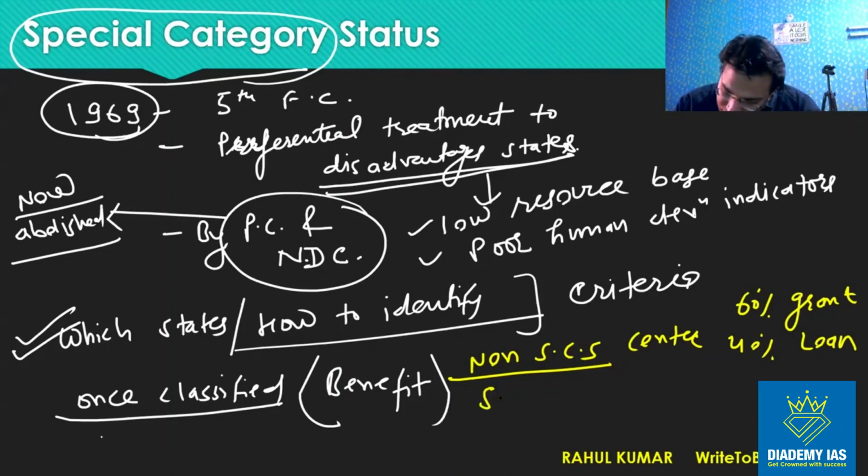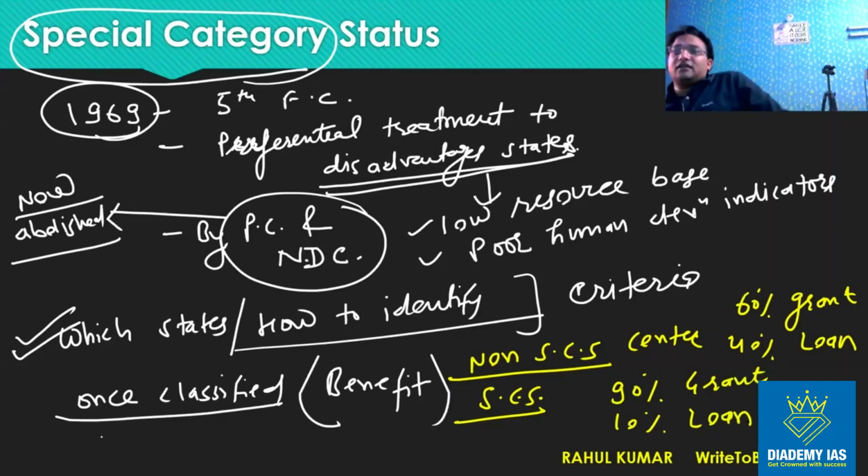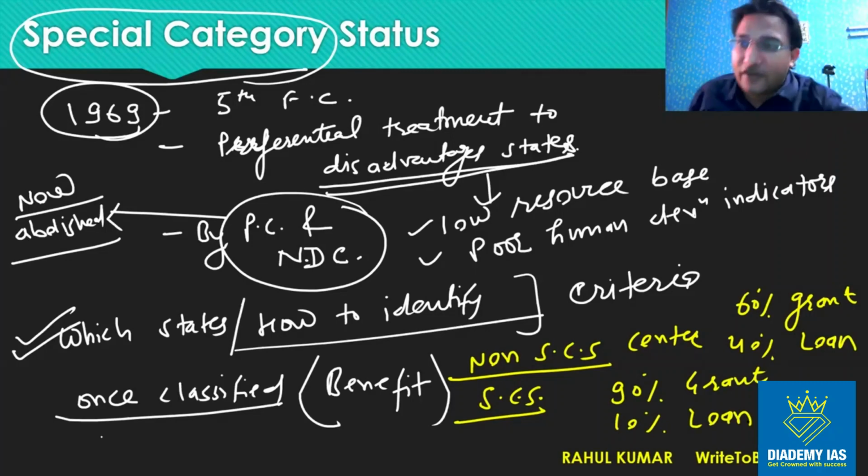But in the case of a special category state, this ratio is changed to 90% grant and 10% loan. So 90% of the amount will be kept by the state without any obligation of returning it, and 10% of the amount will be returned in the future. So this is the primary difference between the two, right?